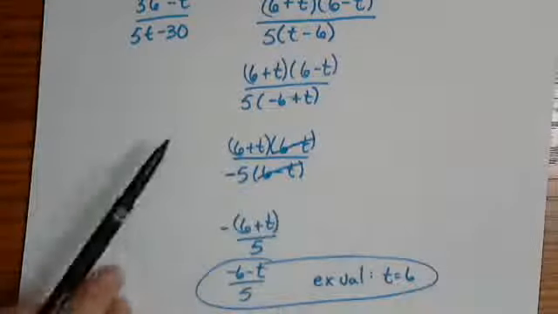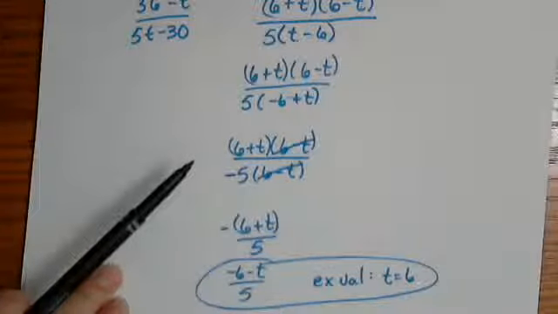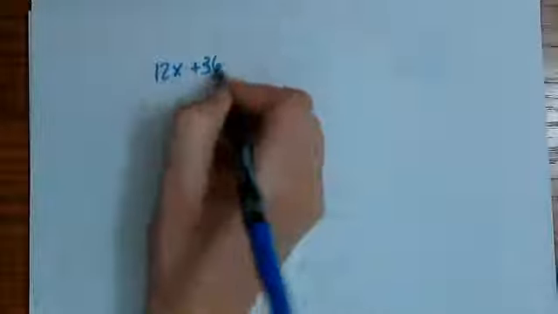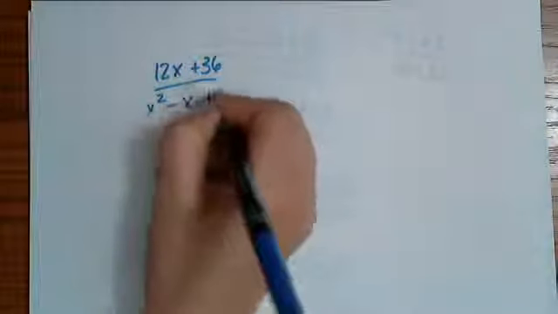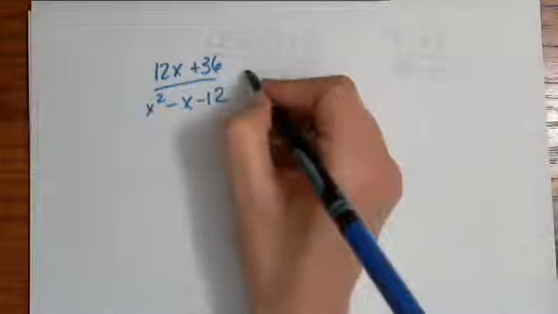Let's try another example. 5A on the bottom of 686. 5A. Here we go with 12x plus 36 all over x squared minus x minus 12. We know we're going to factor everything we possibly can.